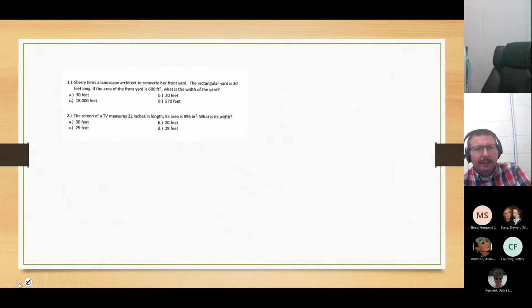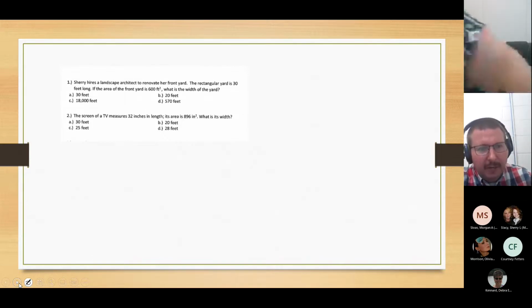Now, here is how they'll ask it on the test. A word problem, of course. So here we have Sherry again. Sherry is hiring a landscape architect to renovate her front yard. The rectangular yard is 30 feet long. If the area of the front yard is 600 feet square, what is the width of the yard? Here are 2 different ways you could do this.